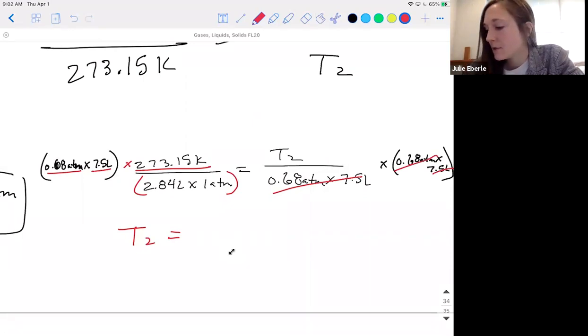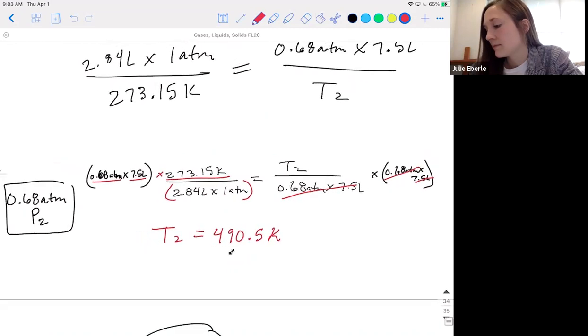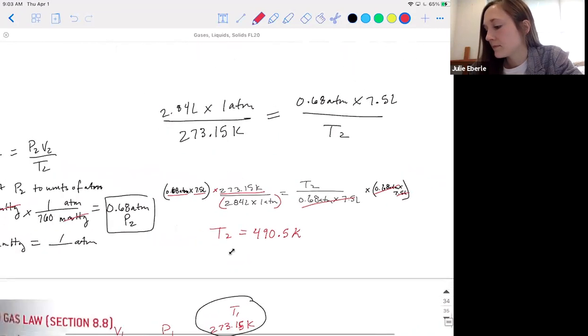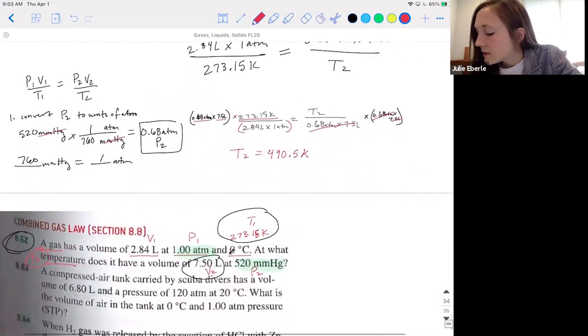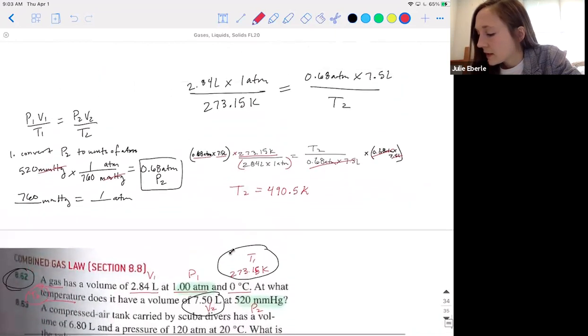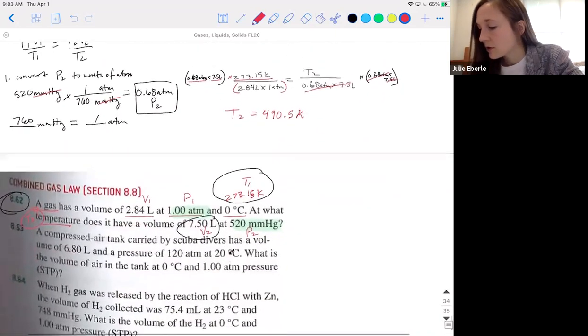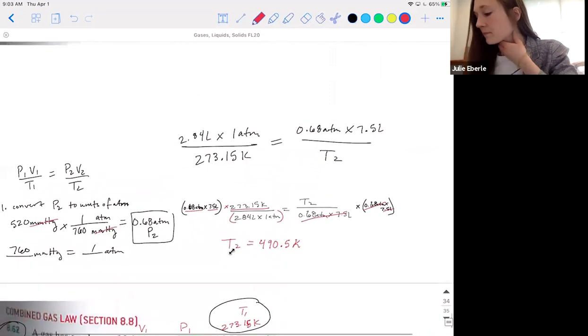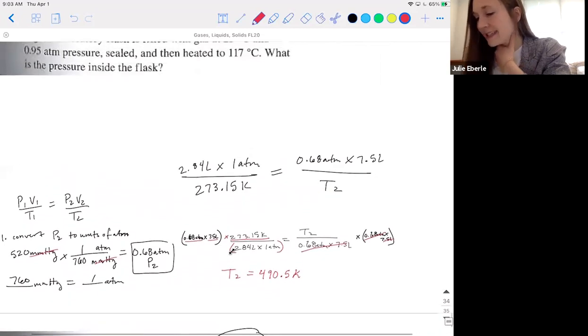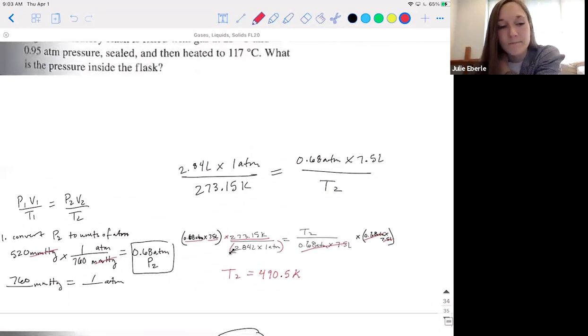Anybody get what temperature the gas would be at? 490.5. 490.5, and this is Kelvin. So anyways, I need to update these slides down here now that we have electronic copies of the textbook. That's an example of a combined gas law problem. Okay.